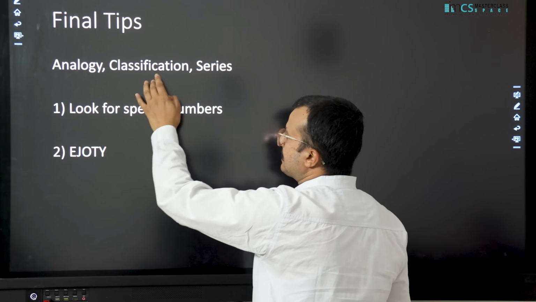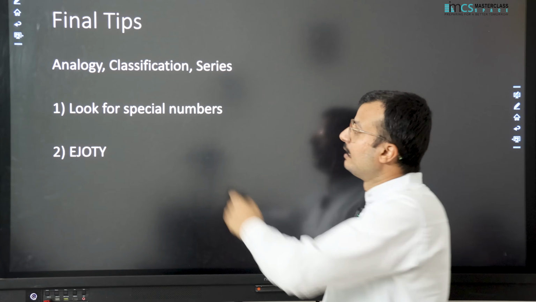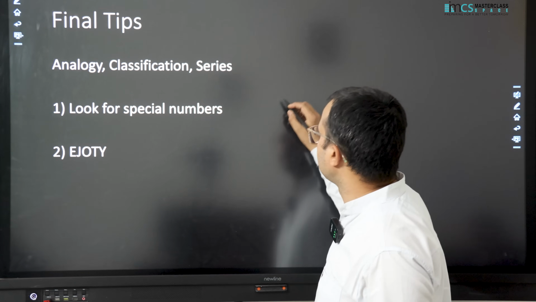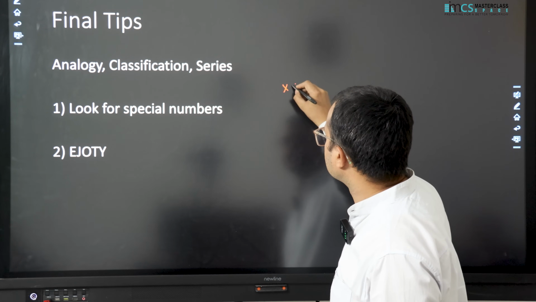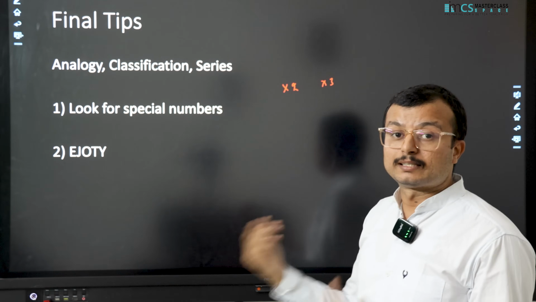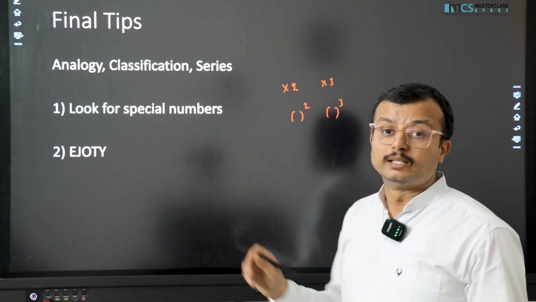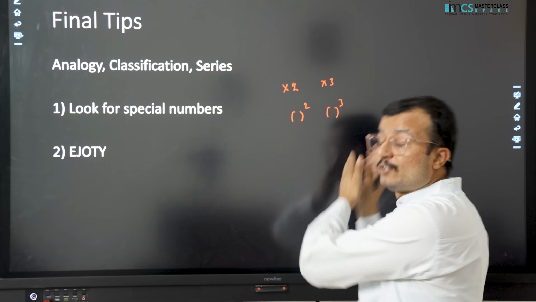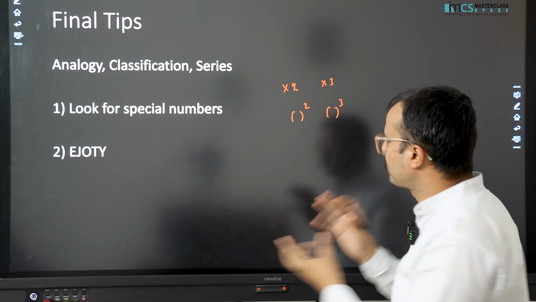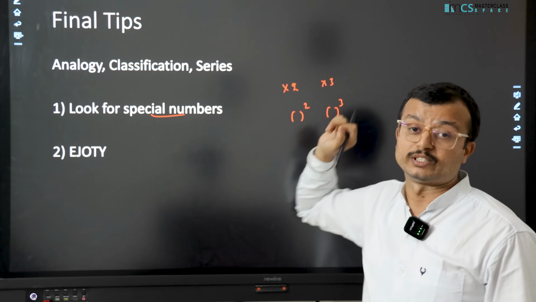So analogy, classification or series. Whenever you encounter these questions, try to look for special numbers. So what is a special number? Special number simply means, whatever the previous number is, is it multiplied by 2? Is it multiplied by 3? Is it just squared, or just cubed? After making the square, have you added 1 to it? Have you subtracted 1 from it? So these are kind of special numbers. You should always look for them in these kinds of questions.